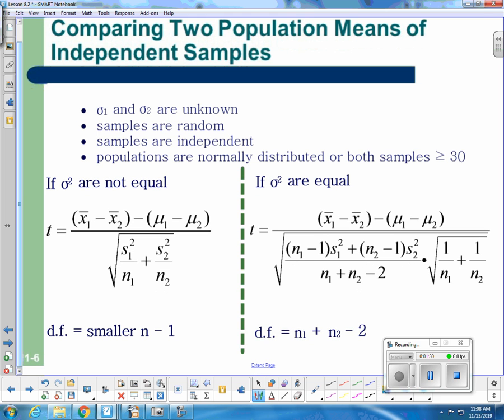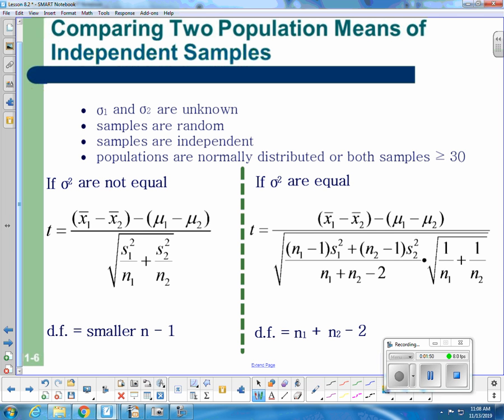Because we're using the t-chart, the degree of freedom, if you have two different sample sizes, you're going to use the smaller one, n minus 1 is the degree of freedom. So your degree of freedom, you're looking at the smaller sample size and take 1 away from it.